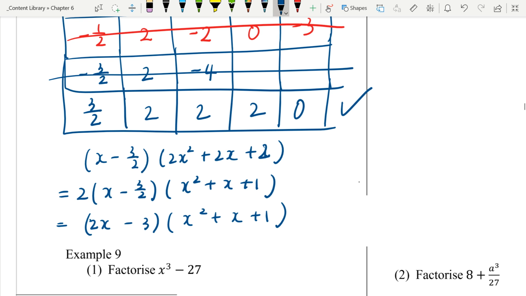And can you keep factorizing the quadratic? Reason? So what's the discriminant? Yeah. Okay. Because that's 1 minus 4 times 1 times 1. That's definitely less than 0. So I can't factorize. So I'll leave my answer like that.